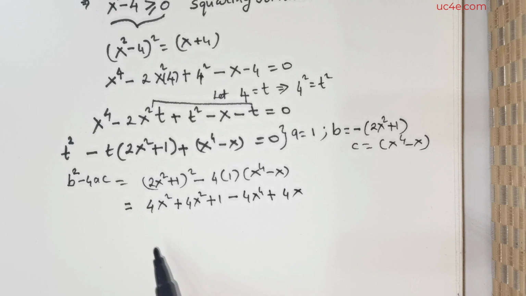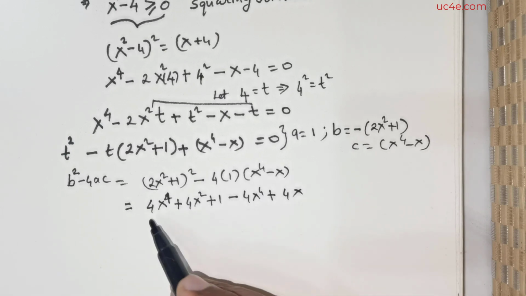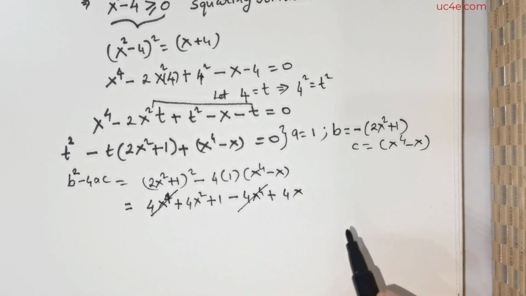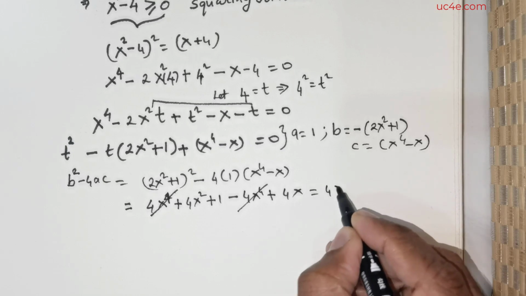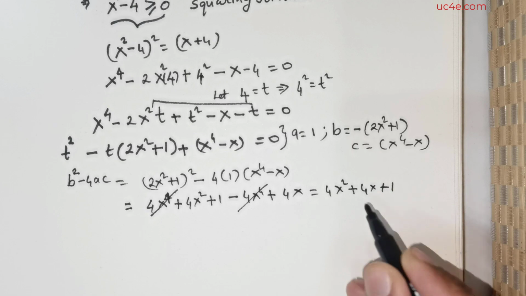So this is actually degree 4 there, right? So clearly you can see that 4x to the power of 4 and negative 4x to the power of 4 get cancelled, giving me 4 times x squared plus 4x plus 1. Now what is this?